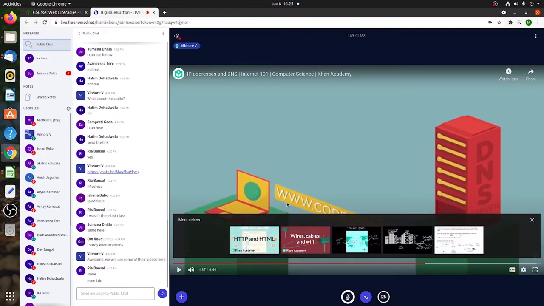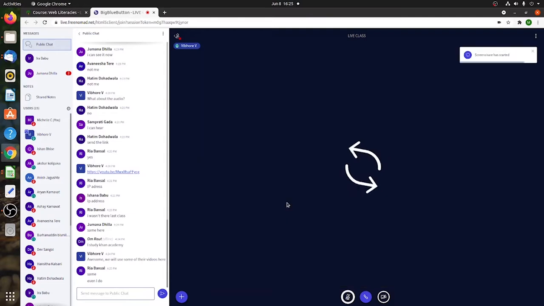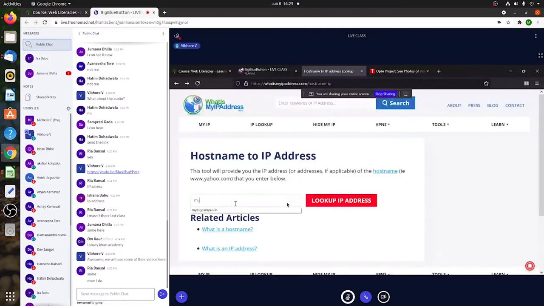So we've been talking about IP addresses and everything having an IP address. I just want to show you an example of how you can see the IP address of one of the places that we go a lot. This is a website we used last time, whatismyipaddress.com. But that time I wanted to see what is my IP address.